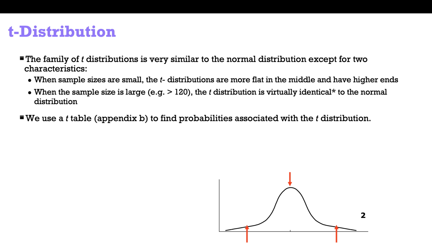Just like we had Appendix A and we were able to find our probabilities of our z-scores, Appendix B allows us to find our probabilities of our t-scores. And we'll go into how to read that appendix in a minute.